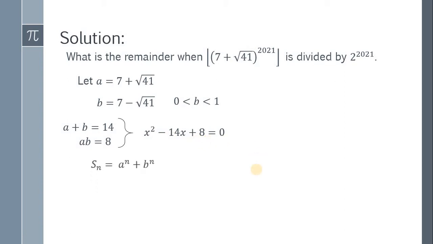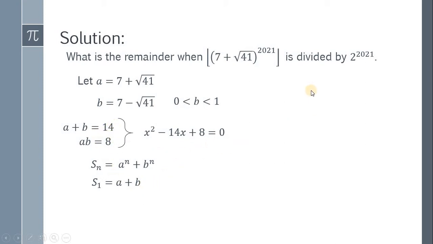Next, let S of n equal A raised to n plus B raised to n. So ano yung purpose? Kasi yung goal natin ay yung A ma-erase natin sa 2021. So ano ba yung value ng A natin? Yun yung 7 plus square root of 41. Okay? Now, let us solve for S of 1. So S of 1 is equal to A plus B. Meron na tayong value ng A plus B which is 14.